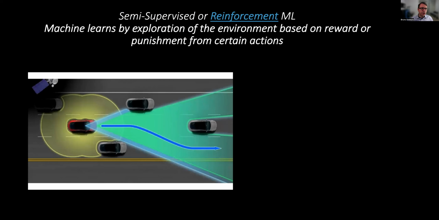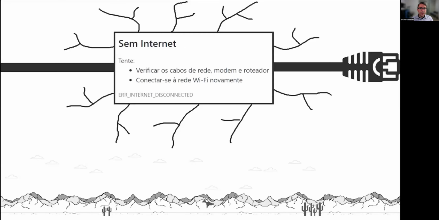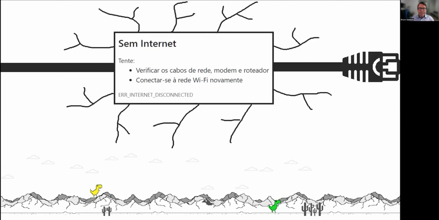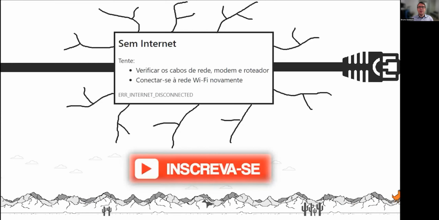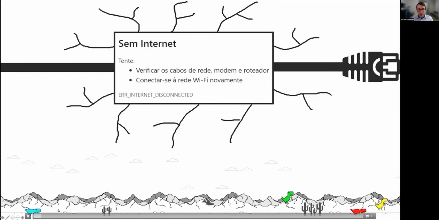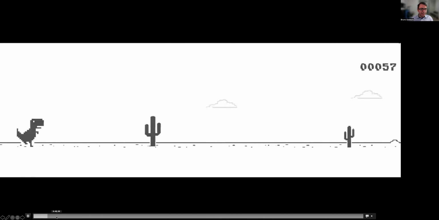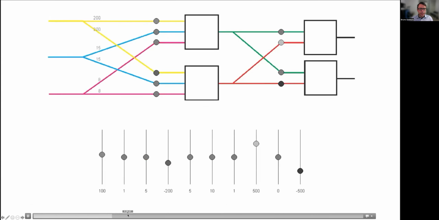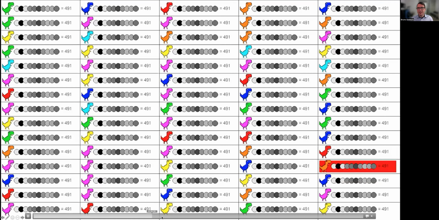And reinforcement machine learning is what we use for self-driving cars, for Tesla, for example. This is a very simple example that we did with a simple game from Google, when we don't have internet, you can play this dinosaur game in Chrome. So we teach the machine learning how to play this game. We give the computer some goals. The goal is to go as far as it can. And then we did lots of iterations. We did lots of generations of dinosaurs, as you can see here.